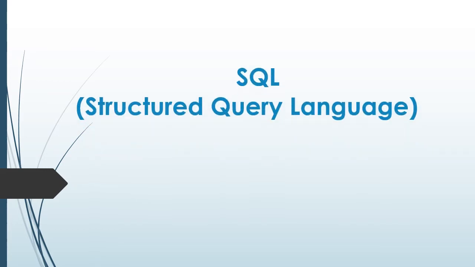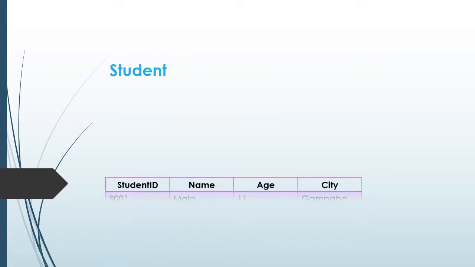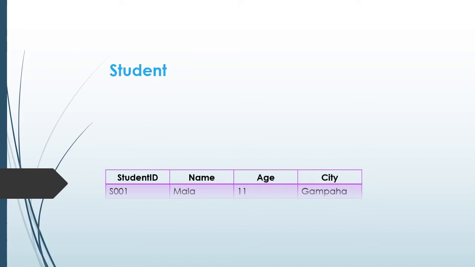Hello everyone. In this video, I am going to show you how to use the select statements to get data from a single table. We will use a table called student and it contains data about students. This table contains 4 columns: student ID, name, age and city.